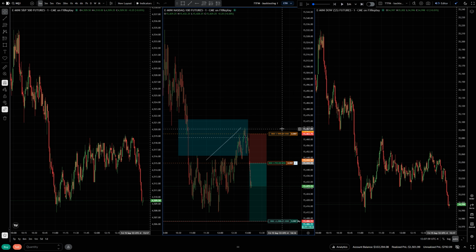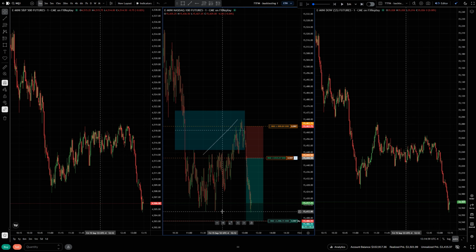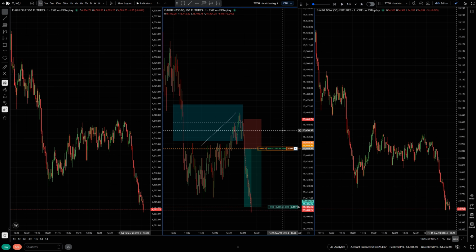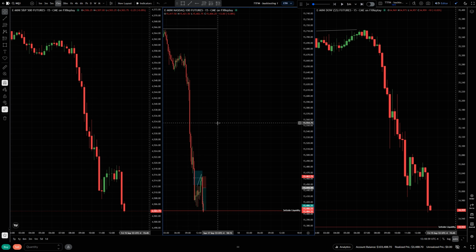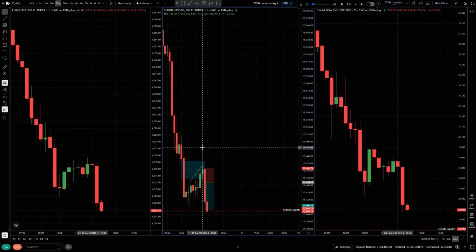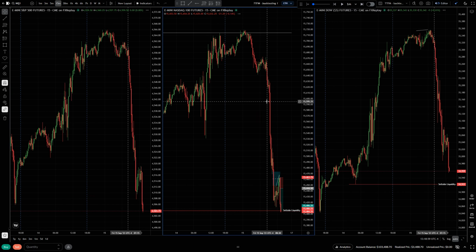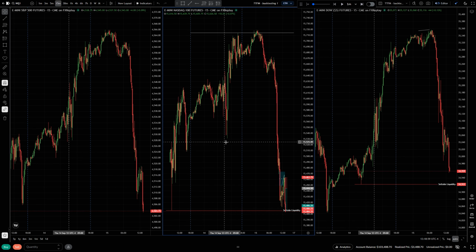So we can see that we are really nicely dumping. And because we have taken this low, I'm just going to go break even. And we can see that our draw is met. So to quickly recap this trade, I think this was a really good example. NQ was clearly the leader to the downside.